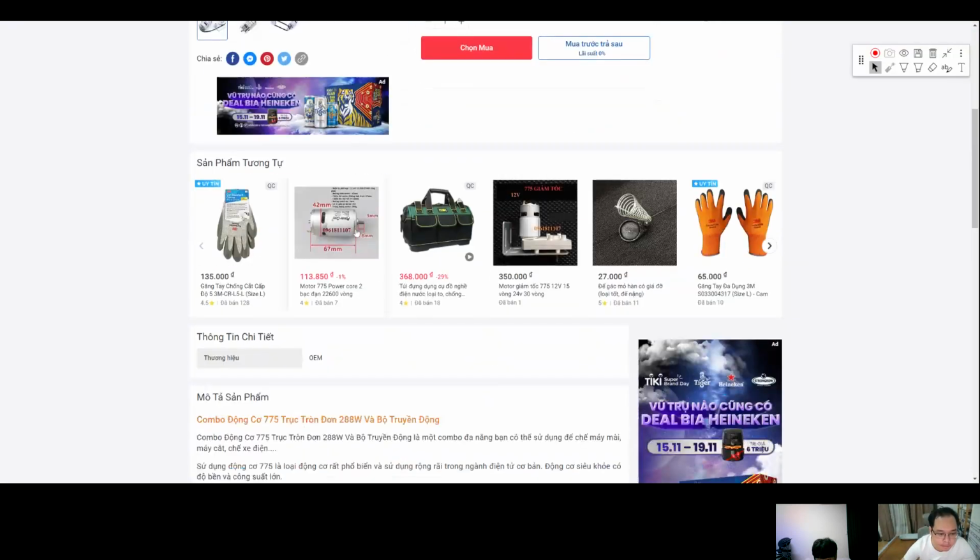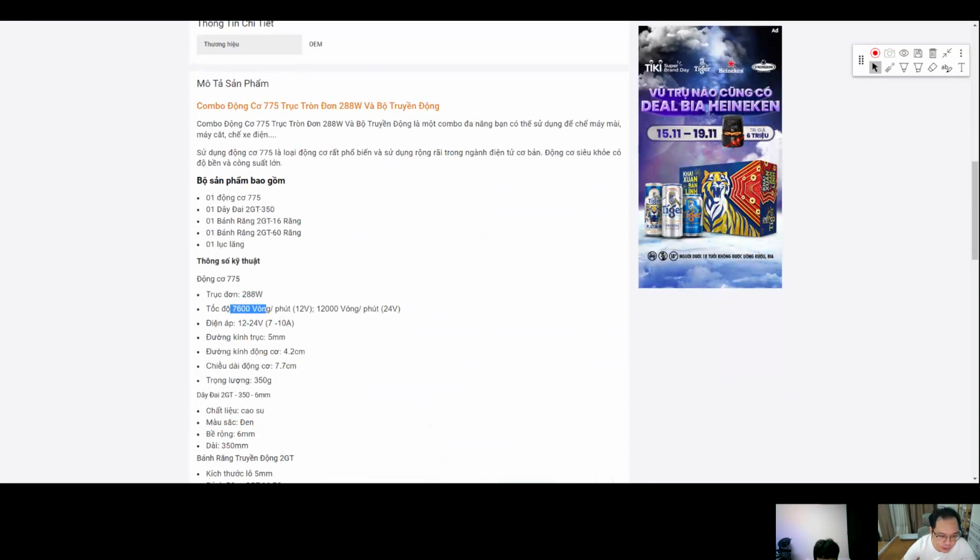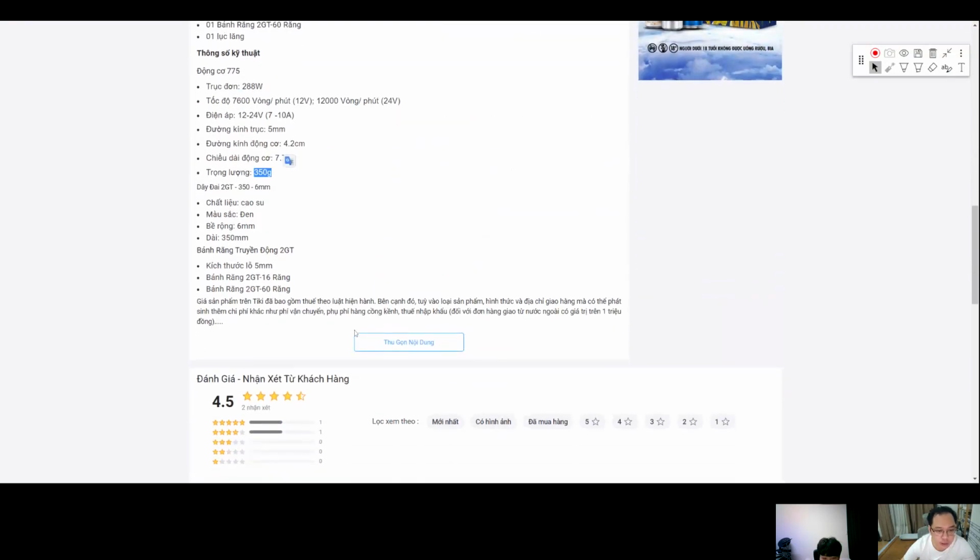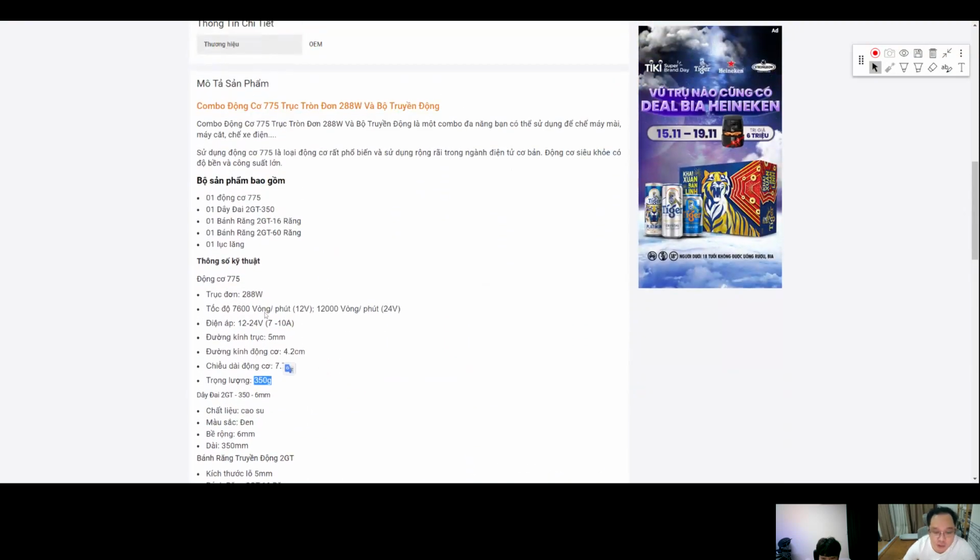In the spec here, we see the power, which is speed. We see the diameter of the rotation axis and the weight. There's no torque. But when buying a motorcycle, very common in Vietnam, you definitely will care about the torque.